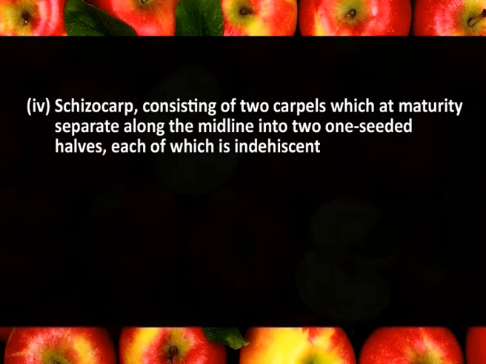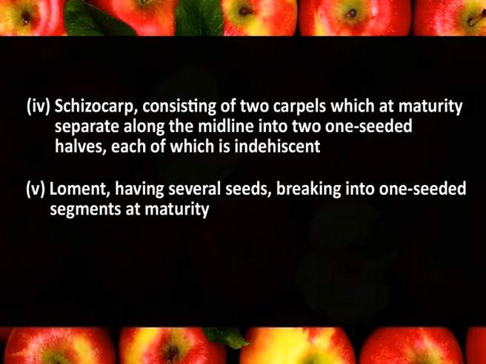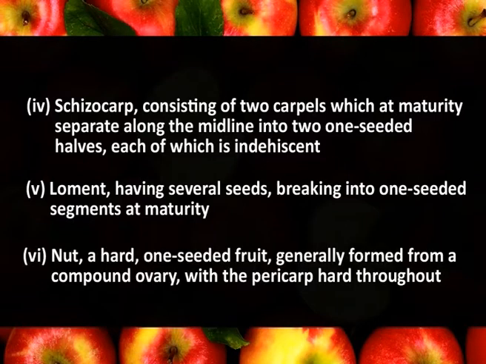Now, schizocarp. It consists of two carpels which at maturity separate along the midline into two one-seeded halves, each of which is indehiscent. Next, loment. Loment having several seeds, they are breaking into one-seeded segments at maturity. Now, nuts. Nut is a hard one-seeded fruit generally formed from a compound ovary with the pericarp hard throughout.